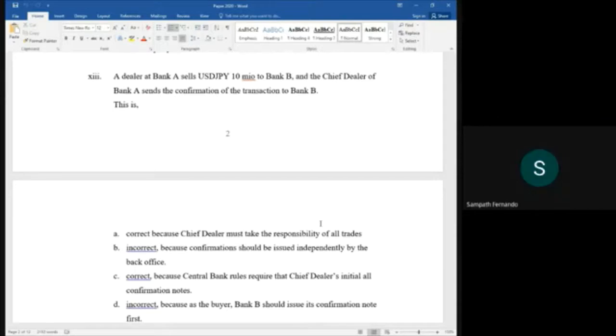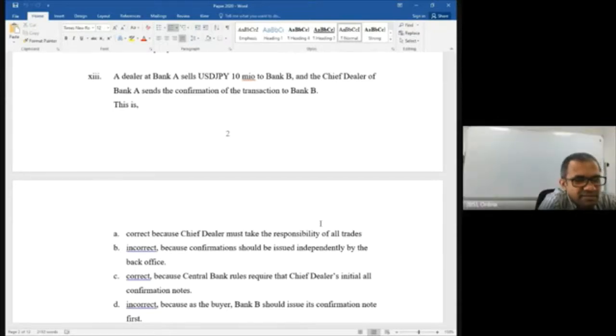So is it correct? Incorrect, sir. Why? Who should send the confirmation? Back office. So now go through the answers. You can omit A and C. This is incorrect because confirmation should be issued independently by the back office. That's the answer. Answer B.